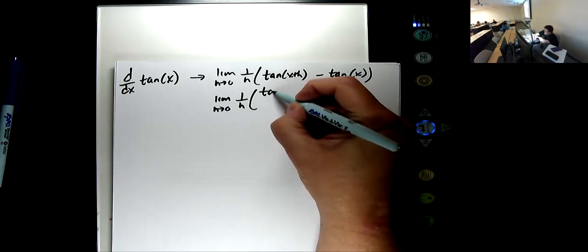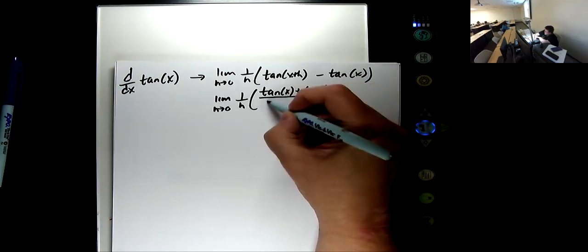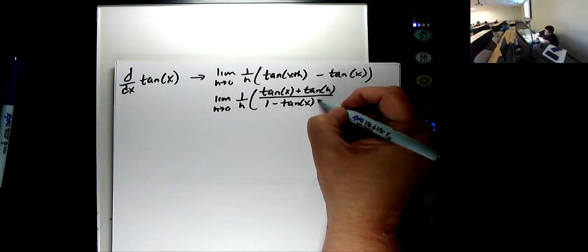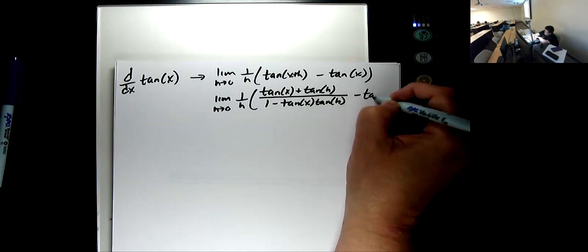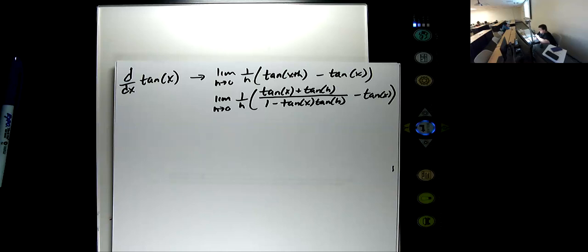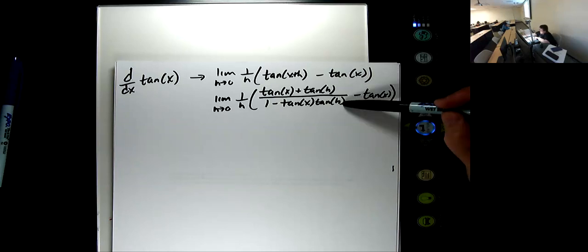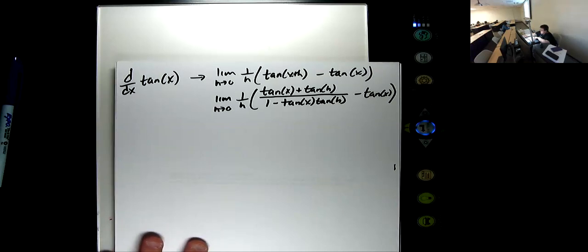This switches to tangent of x plus tangent of h over 1 minus tangent x tangent h. And we still have minus tangent x. I don't know if I really like where that's going. Because if I get a common denominator, I need to multiply tangent x by that, and then kind of group them together if I can, but the tangent x will group together. Yeah, maybe. Let's see how it goes.